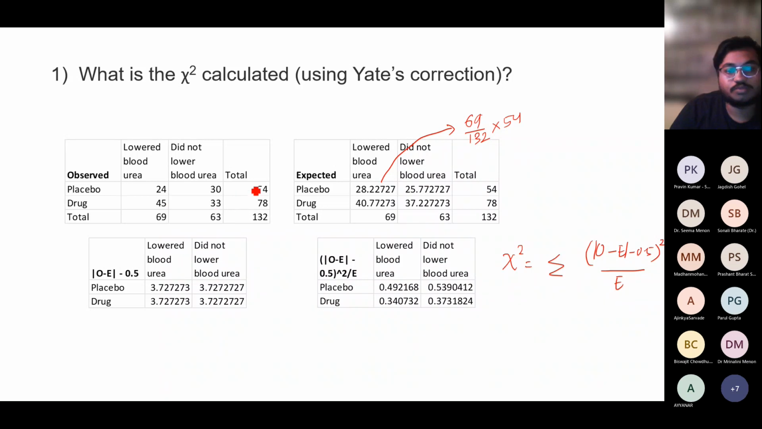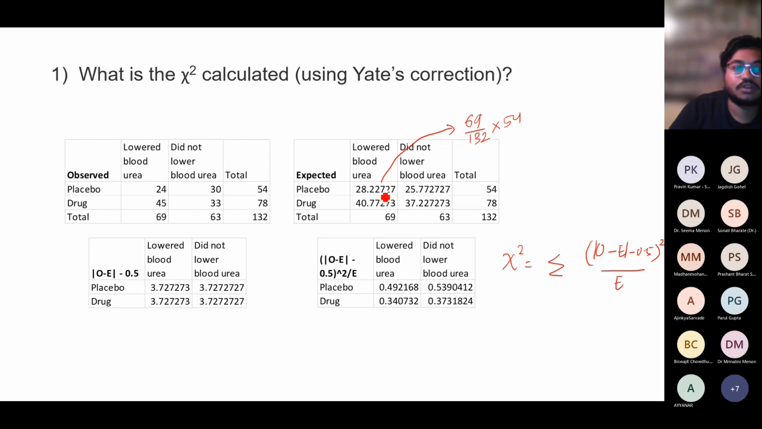We add up the rows and columns to get the total values. Then using these total values, we calculate an expected value for each cell, which for this cell will be 69 divided by 132 multiplied by 54. So it's the row total fraction multiplied by the column total value. We do that for all four cells.